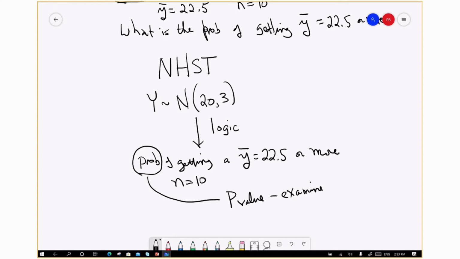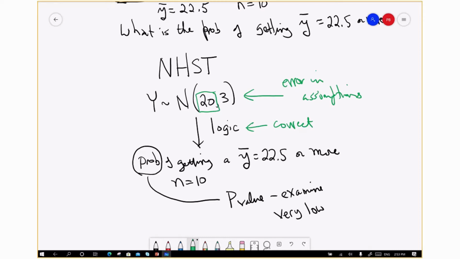If it's very low, what are we going to do? What are we going to do if we get a probability of getting a sample mean of 22.5 or more that we decide is a very low probability? Well, if our logic was correct, and we're going to assume that, we know that's correct, it's mathematically certain, then there must be an error in the assumptions. We'll go over this later, but typically what we assume is that the error is in the mean.